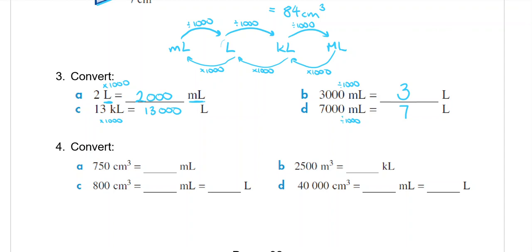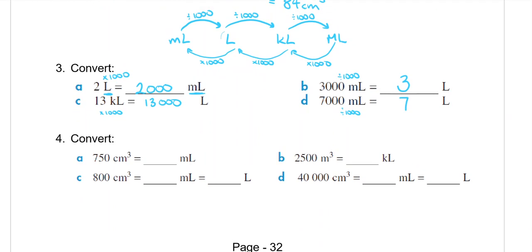Question 4 is still converting, but we have centimetres cubed turning into capacity units. So remember that centimetres cubed are exactly the same as millilitres. So if it's 750 centimetres cubed, it's 750 millilitres. And part B, metres cubed are exactly the same as kilolitres. So 2,500 metres cubed is 2,500 kilolitres.